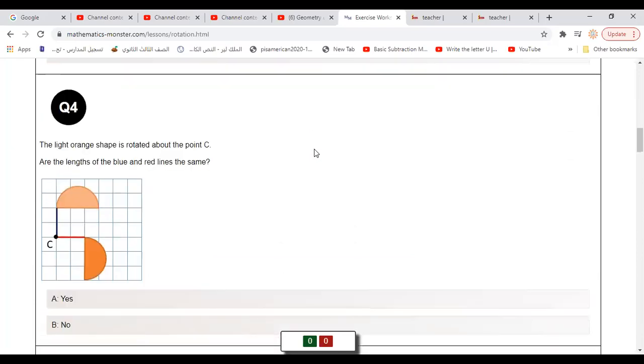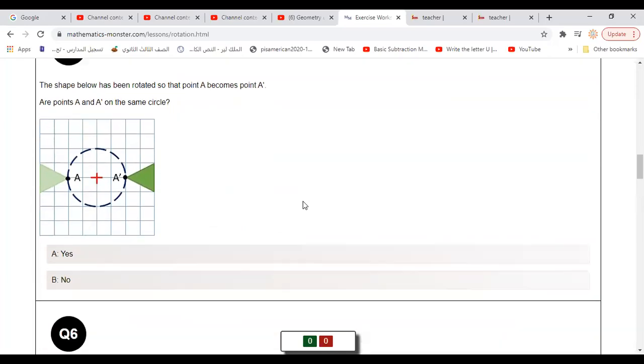Next question. The light orange shape is rotated about the point C. Are the lengths of the blue and red lines the same? Yes, which means they have the same distance. Yes or no? Yes. Okay. Next question. The shape below has been rotated so that point A becomes point A prime. Are point A and A prime on the same circle? Yes, very good.